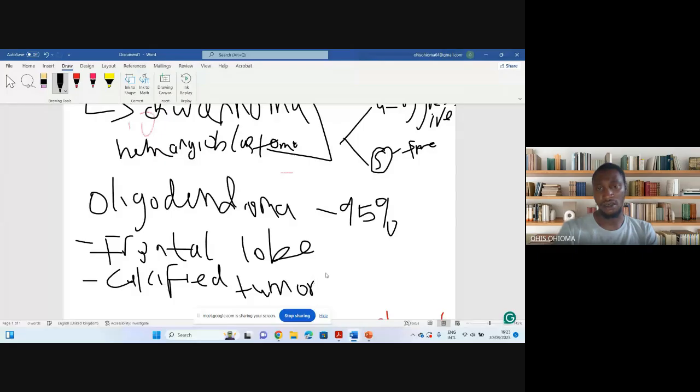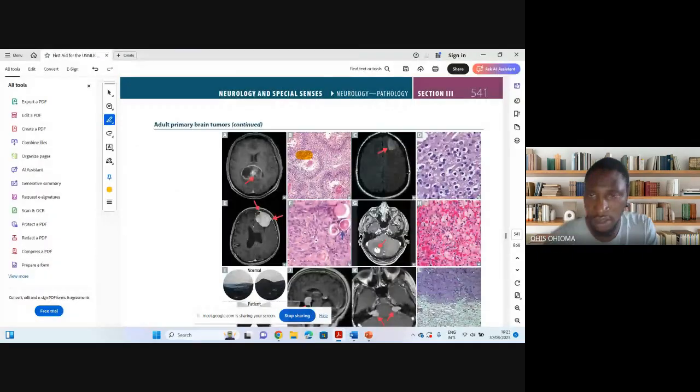And then let me show you guys a picture of it, right? So this is how oligodendroma looks. Basically, you can see that this region is the frontal lobe, and it grows here. I'm going to differentiate this from meningioma later on so that you guys can have an idea of the difference on a CT scan, so you can understand it better.